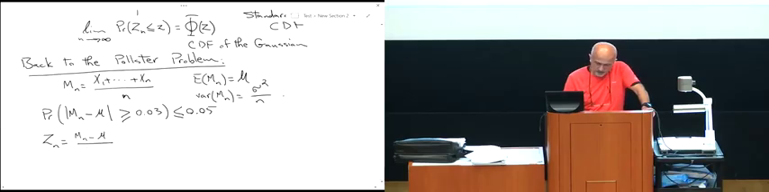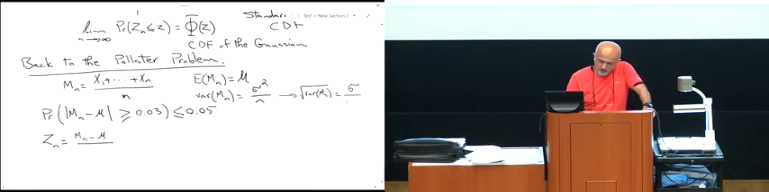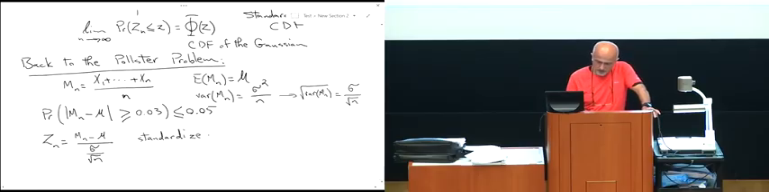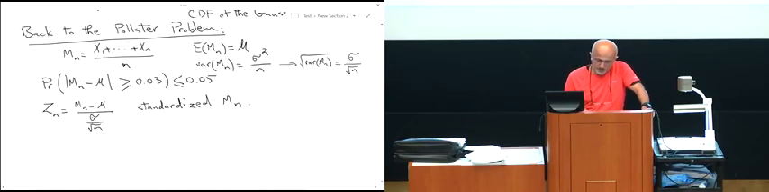Divide by the standard deviation for Mn, which is the square root of this, sigma over square root of n. So I divide by sigma over square root of n. Are we all here? That's the standardized Mn. So this variable Zn has zero mean and unit standard deviation or unit variance. Okay.